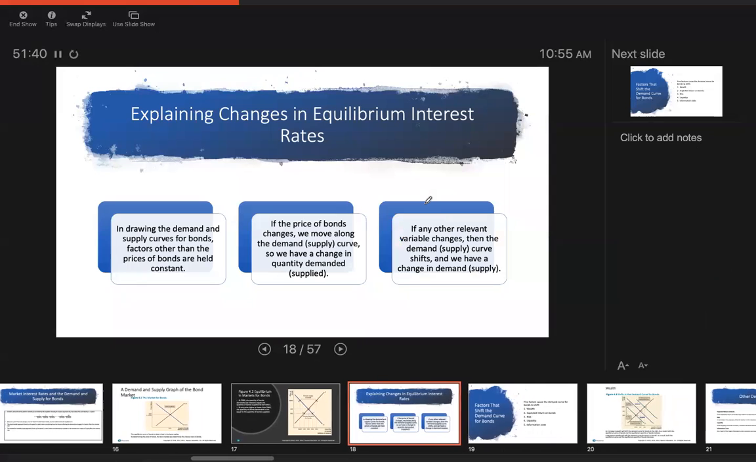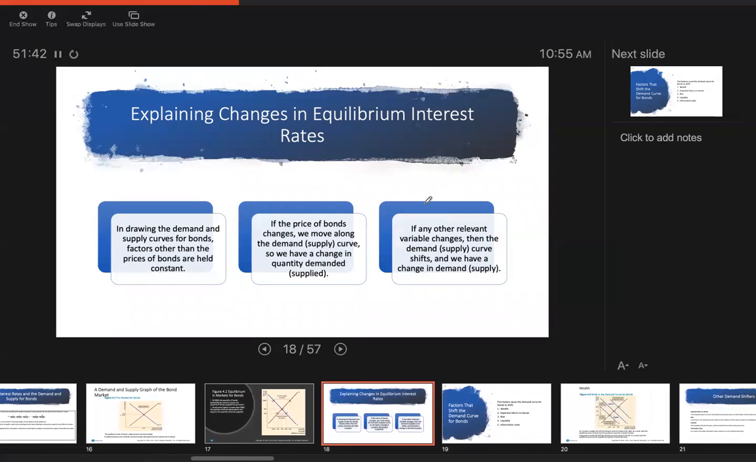So if anything other than the price of the bonds changes, right? If any other relevant variable changes, if it's a change on the demand side of the economy, then the entire demand curve for the bonds will shift. If there is a change in the supply side of the market, then the entire supply curve will shift left or right. If only the price of the bond changes, then we just have movements along the curve. So it's important to differentiate between when there is a shift in the demand or the supply curve and when there is a movement along the curve.